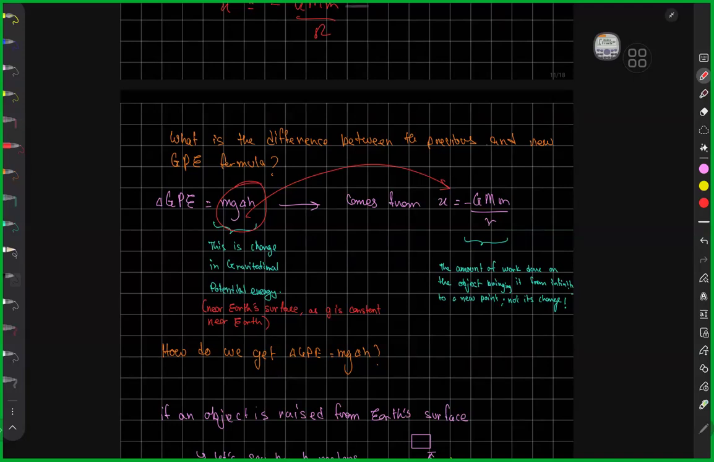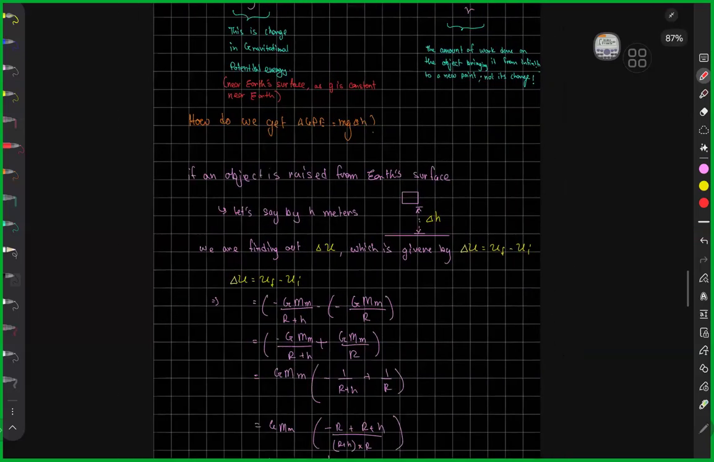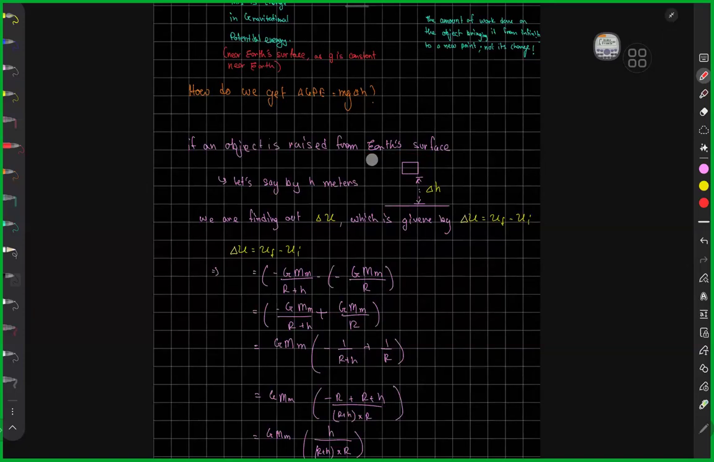So this mgh comes from this formula. How does that happen? Let's see. If an object is raised from the Earth's surface by h meters, we want to find out the change in gravitational potential energy using the original formula, that is negative GMm by r. This is what we want to use.